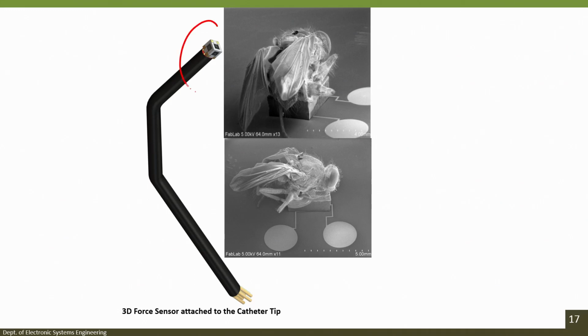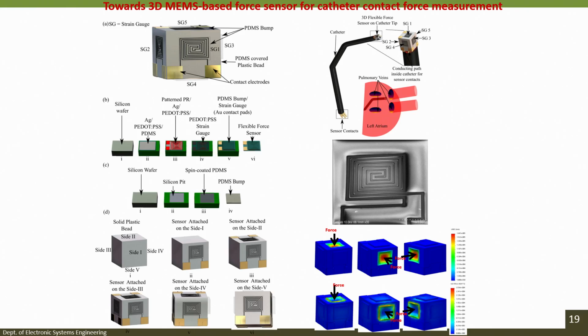If you see the screen, what you see here is a 3D MEMS based strain gauge at the tip of the catheter, and we want to understand how we can design this MEMS based sensor for catheter contact force. As you can see we are using a square bead. So, how many surfaces do you have? You have 6 surfaces, but one surface is used to connect to the catheter. So, we now have 5 surfaces on which we can stick the sensor. What kind of sensor are we using? We are using a strain gauge.